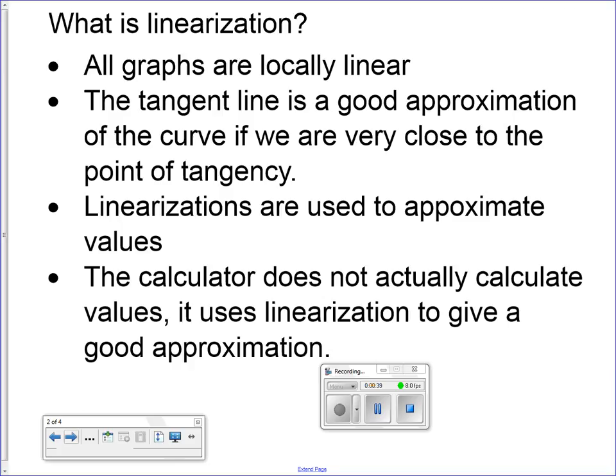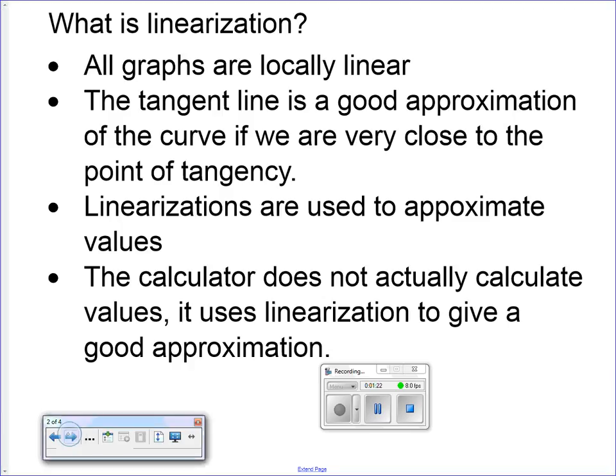Linearization is actually a verb, to linearize. So what we're doing is turning curves into a bunch of really local straight lines, because we can calculate equations of straight lines much more easily. This is actually what your calculator is doing. Your calculator does not actually calculate values. So when you're typing the sine of 3 pi over 4 into your calculator, it's not actually calculating that. Instead, it's doing this calculus of becoming a very, very locally linearized curve.